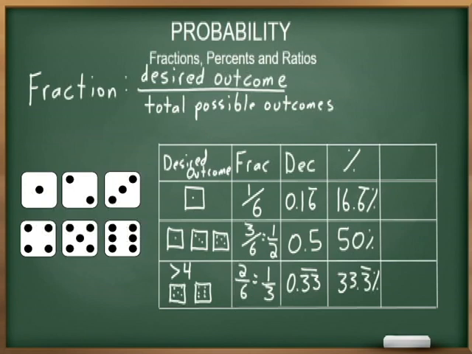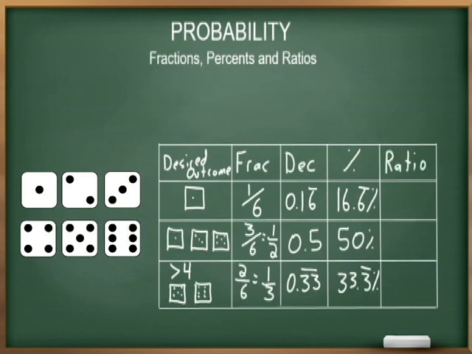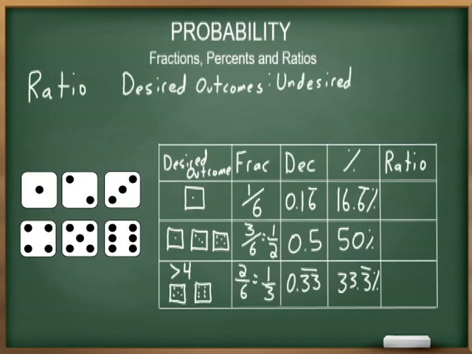Our final step is to calculate the ratio. For that, we remember that the ratio is slightly different than the fraction. The fraction compares the desired outcomes to the total possible outcomes. The ratio compares the desired outcomes to the undesired outcomes. So we take our desired outcomes, which is the same as the numerator for the fraction. For our undesired outcomes, all we do is take the total and subtract the number of desired outcomes.